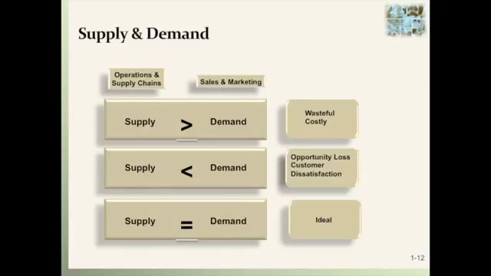I'll use examples throughout the course. My favorite example is Chipotle. So in this first example, you have a Chipotle restaurant, you have all the food, everything's ready. You walk into the restaurant, you realize you are the only one there. That's an example of way more supply than demand.